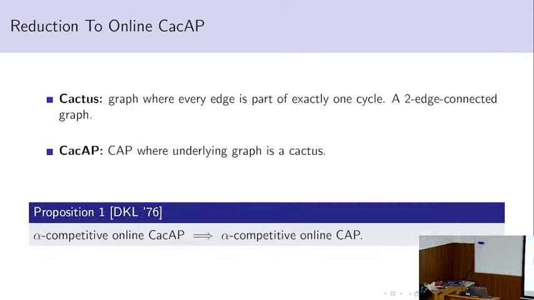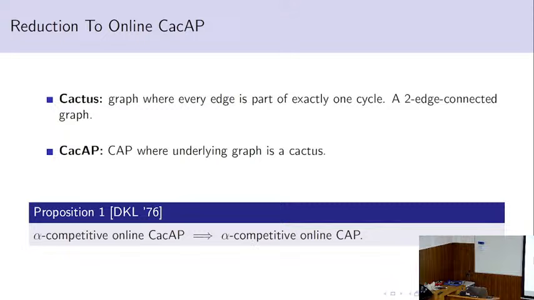So the first step is to get rid of that k factor that we had. And how do I do that? There is this old structural graph theory result by Dinitz, Karzanov and Lomonosov from the 70s, which says that if I give you a graph, you can construct another graph from this that in some sense maintains all the min cuts in the graph. It also says that this new graph is going to be what is called a cactus. What is a cactus? It's a graph in which every edge is part of exactly one cycle. That is, it's exactly a two-edge connected graph.